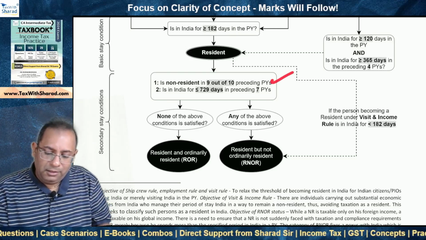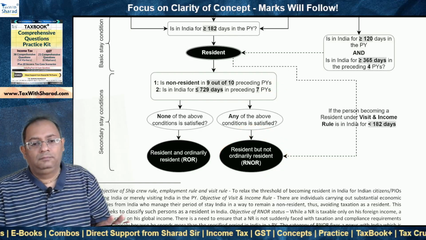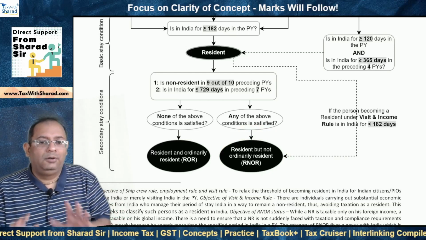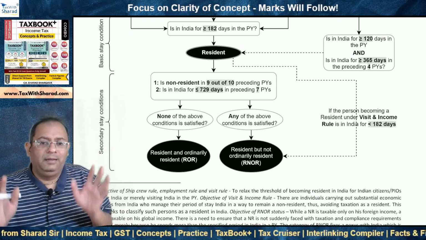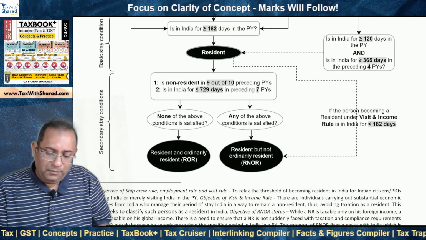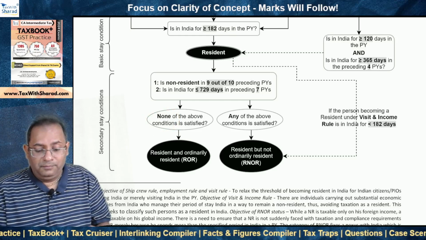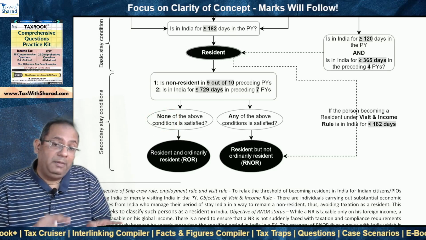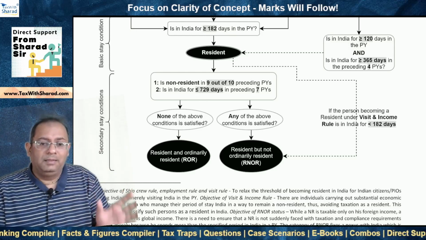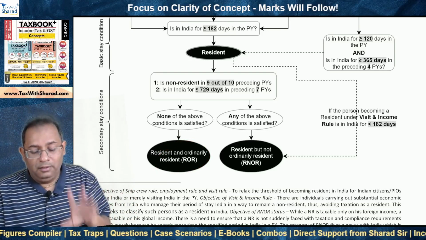And therefore, if either this or both are satisfied, the person will be RNOR. The person will be resident, but he is not an ordinarily resident, because his presence in India is quite less. And therefore, if none of the above conditions are satisfied, what does it mean? It means that his presence in India is actually to a good extent in the preceding years. And therefore, we will categorize the person as ROR in such case, resident and ordinarily resident.